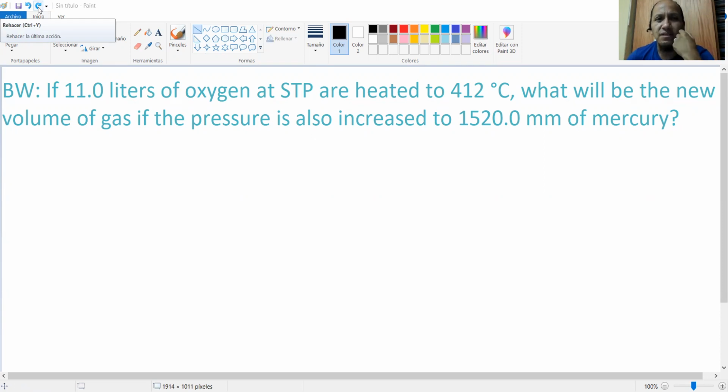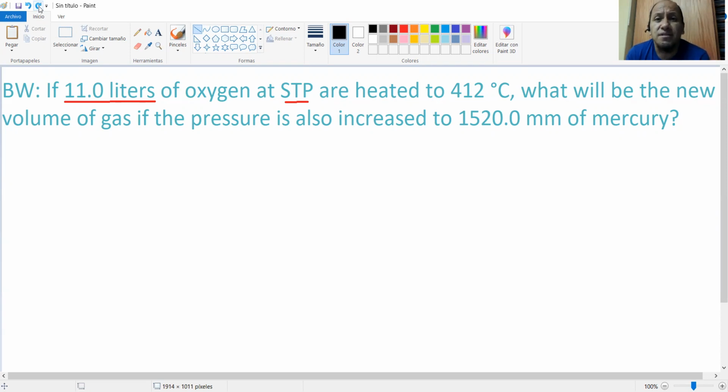For example, it says liters of oxygen, so that's some sort of volume, and it says STP. STP is standard temperature and pressure. So you know that the standard temperature is 273 Kelvin and the pressure is 1 atmosphere, which is the same as saying 760 millimeters of mercury. And you see you then have some variables. 11 liters is the volume, and standard temperature and pressure gives two variables, temperature and pressure.